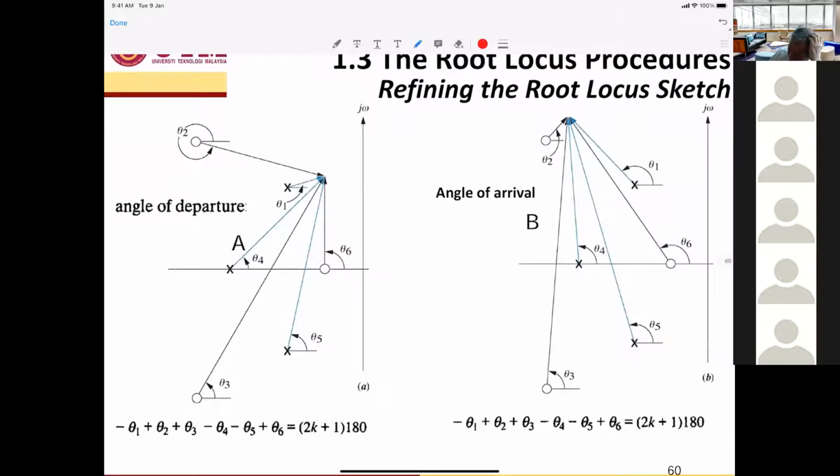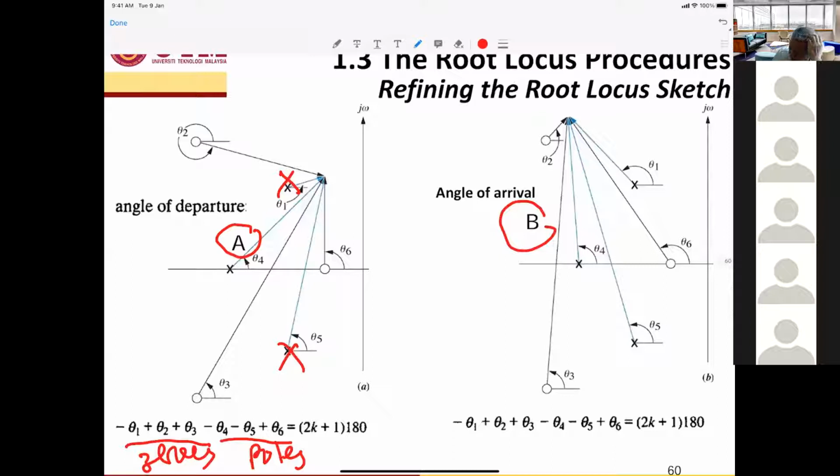Okay, so this is the diagram. The statement says A and B because of the diagram A and B. So the angle of departure due to the complex conjugate poles, which is here, is theta 1 plus theta 2 plus theta 3, this is due to the zeros, minus theta 4 minus theta 5 plus theta 6, this is due to the poles, equal to (2k plus 1) 180 degrees.